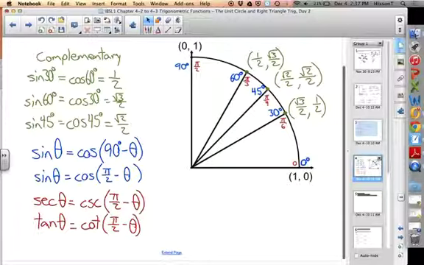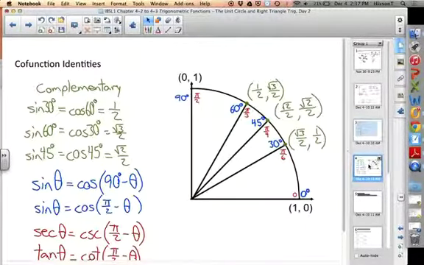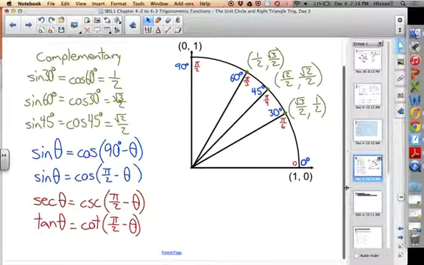Alright. Any questions about our cofunction identities? These ones don't show up as much. That's why they're not one of the fundamental trig identities. We're gonna look at some other identities as well. They're used a little bit less, but they're still important to know. Okay. All right.